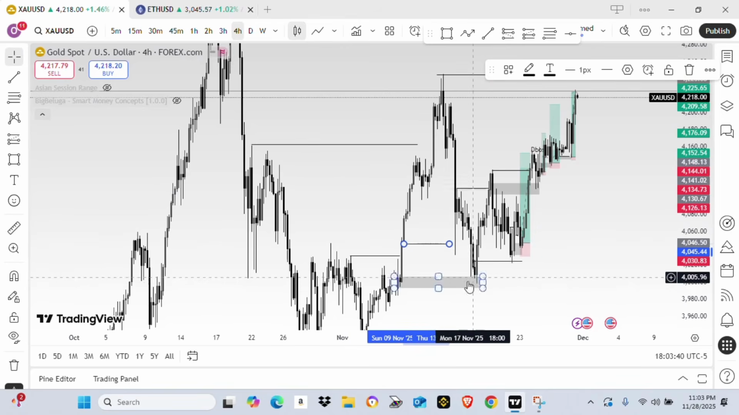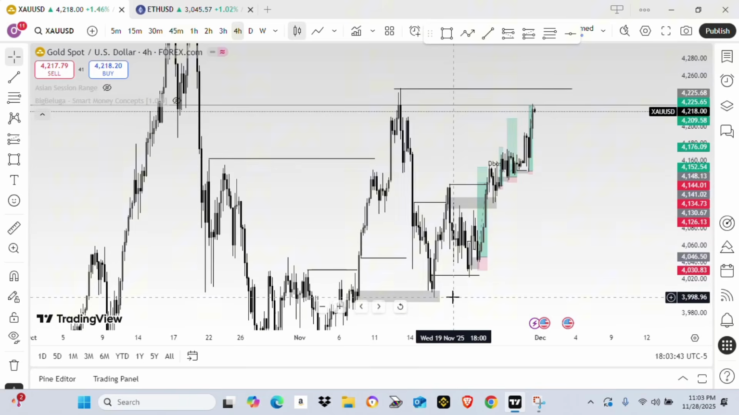So that POI is where we are going to be looking out for the market to retest. So we start looking out for our bullish move to the upside. So what I waited for, I didn't want to rush the trade.